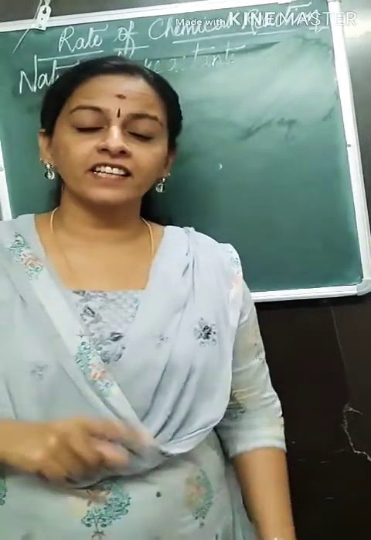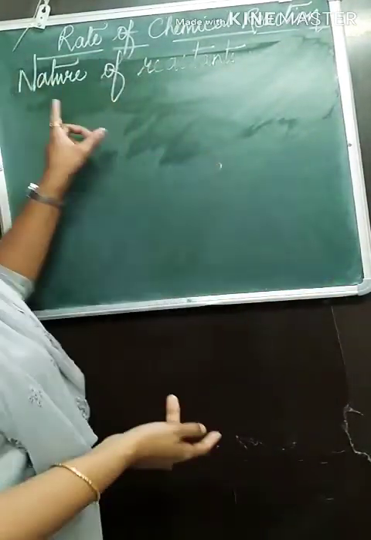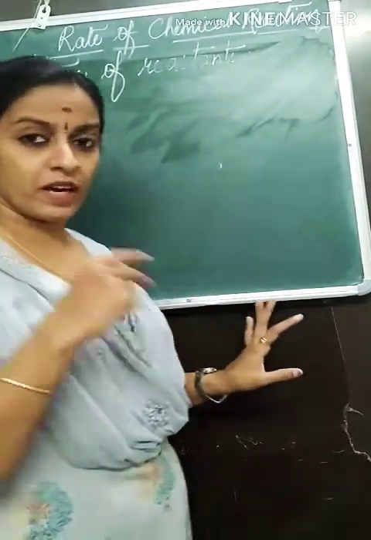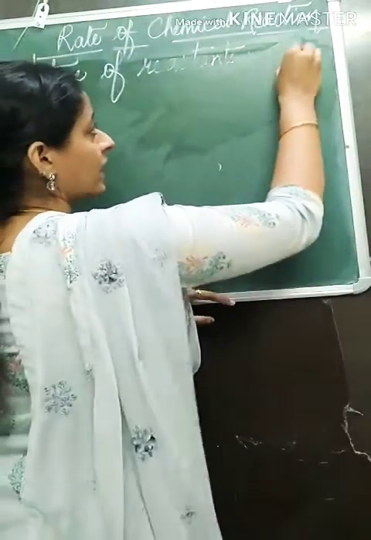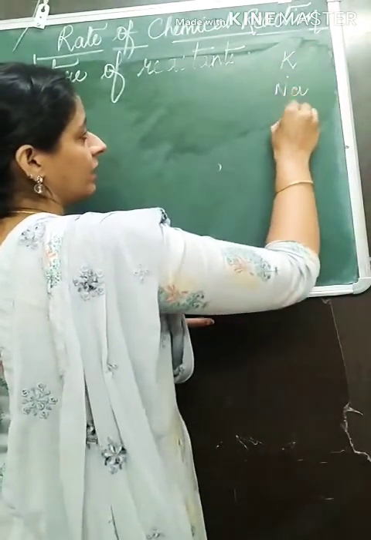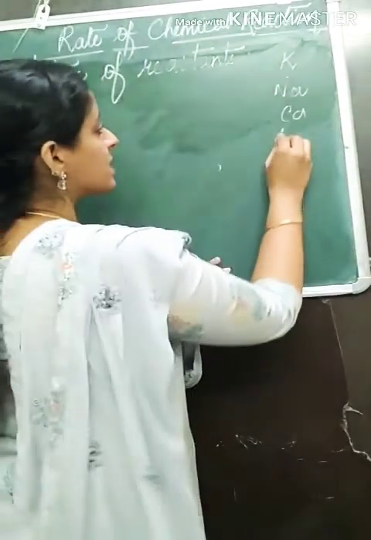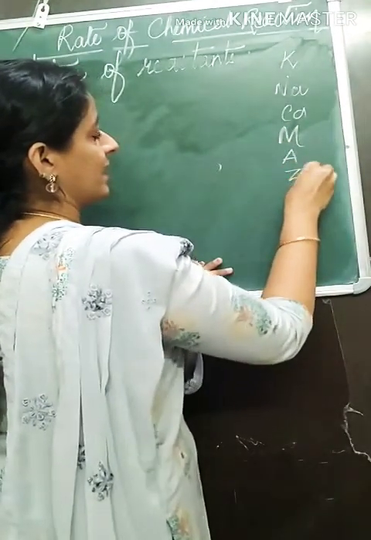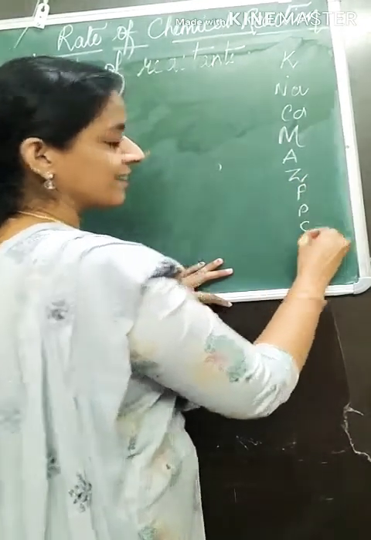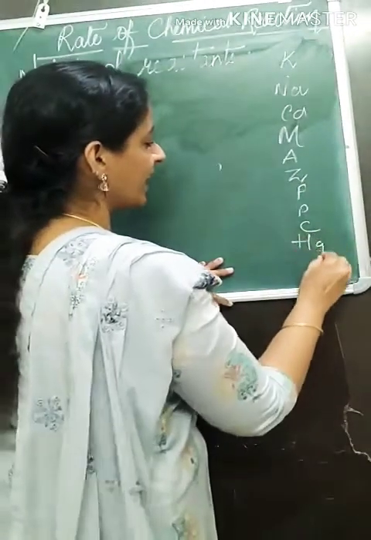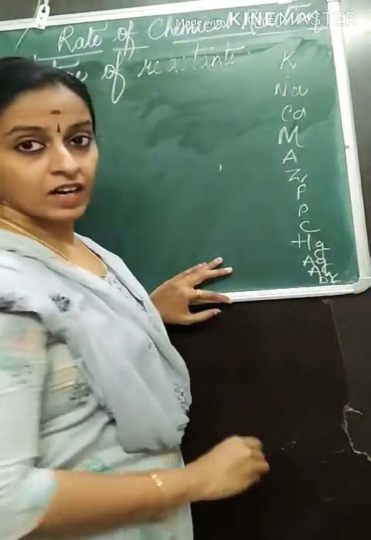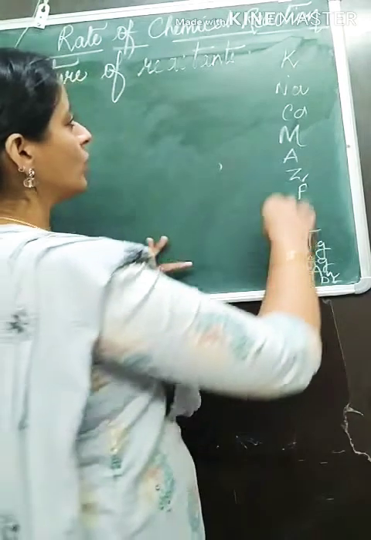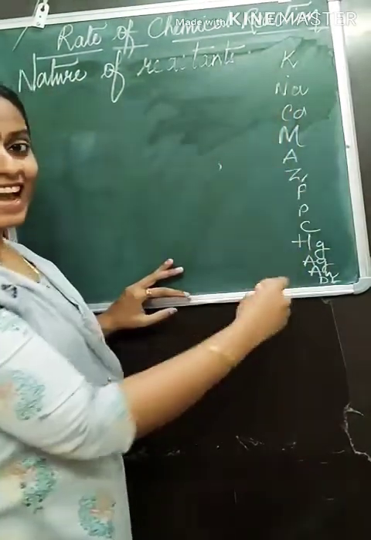The first factor affecting the rate of reaction is the nature of reactants. We have studied the nature of reactants, the elements which are most reactive. I hope you remember the reactivity series mnemonic. K, Na, Ca, Mg, Al, Zn, Fe, Pb, H, Cu, Hg, Ag, Au, Pt. So this series I had given you. So the rate of reaction depends upon the reactants.